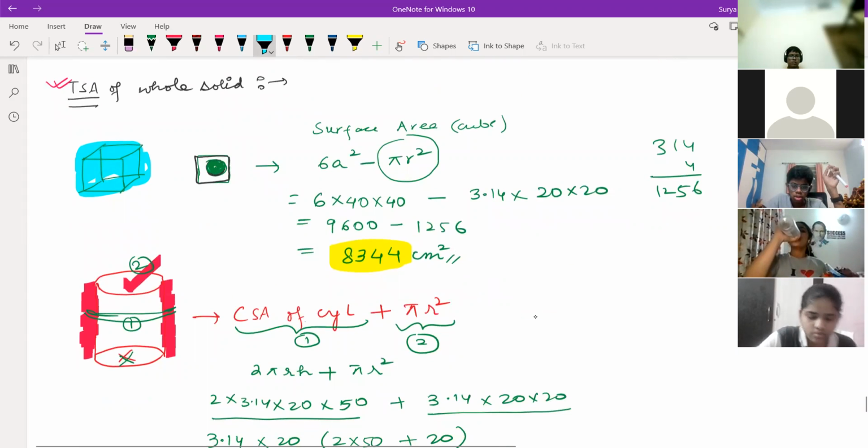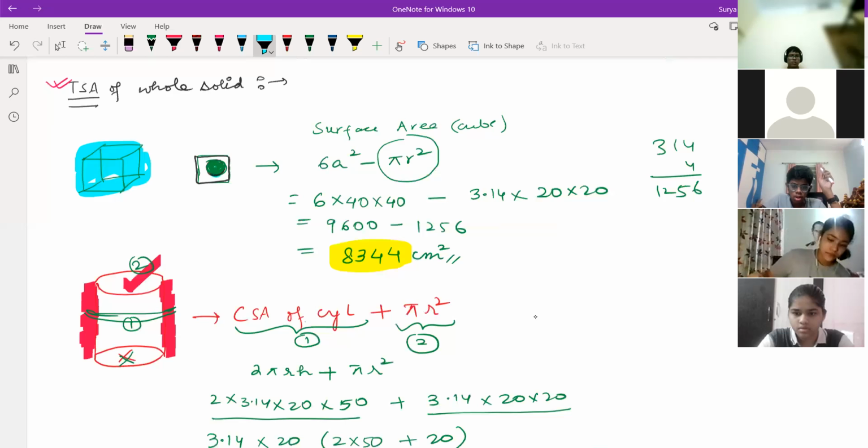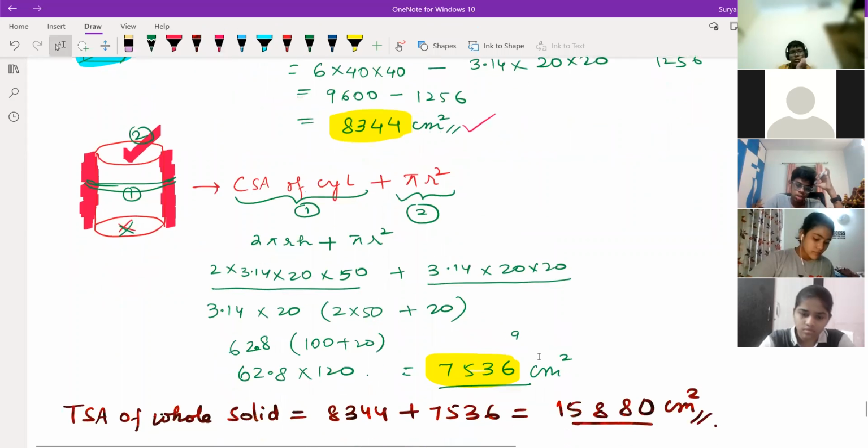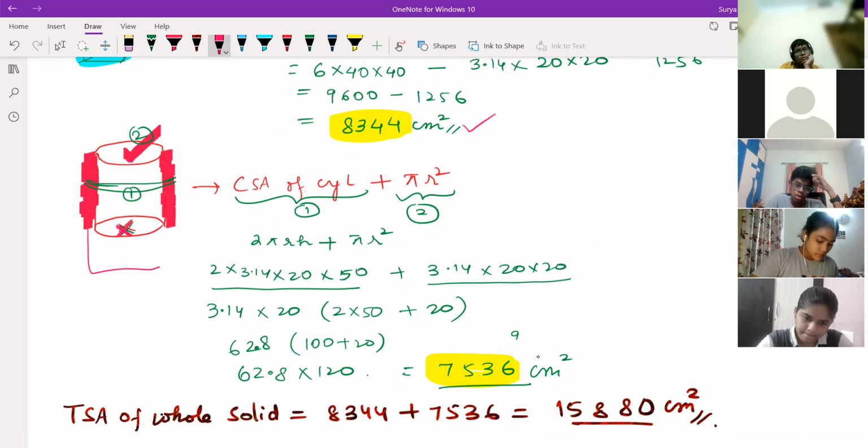We have to think which part of the solid we can touch by our hand. So we got to know that this green part we cannot touch. So total surface area of the cube minus the area of the circle, right? So this we got only for the cube part. Next, for the cylinder, the down part we cannot touch by hand because this is touching on this cube. Understood this, children? Because the base of the cylinder is touching the cube.